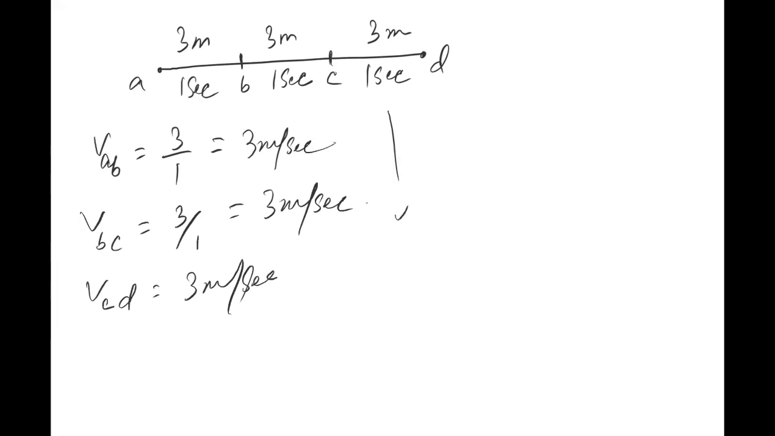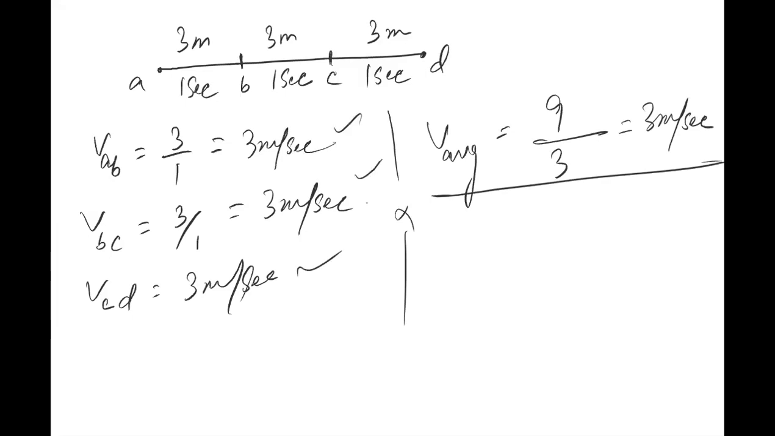Correct? In this case, if I want to find the average value, it would be 3 plus 3 plus 3, which is 9, divided by 3, equal to 3 meter per second. Means in this case, average and instantaneous speeds are same. And why is it same? Because in each 1 second, the body is covering equal distance. Means if in equal intervals of time, a body covers equal distances, then instantaneous and average would be same. But if in equal intervals of time, a body covers different distances, then instantaneous and average would be different. They will not be same. Did you understand or not?